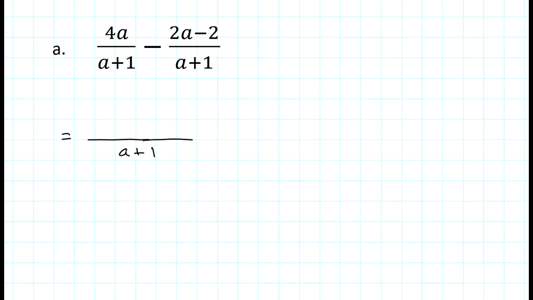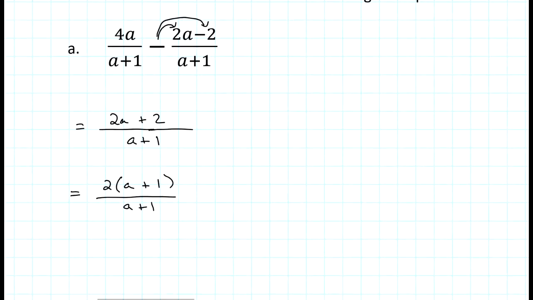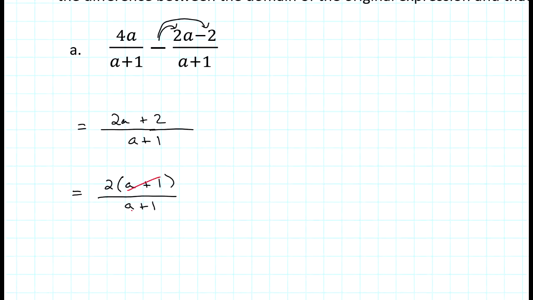A plus 1 is our common denominator, so I can bring that down. Then we want to go 4a minus 2a is 2a. And then the minus 2 on top, the negative also distributes to that, so that becomes a plus 2 up there, right? Minus negative 2 becomes a plus 2. And so then we'll go ahead and factor the 2 out of the top, leaving us with a plus 1. And on the bottom we had an a plus 1. And so we can cancel those a plus 1s, top and bottom, leaving us with just a 2.